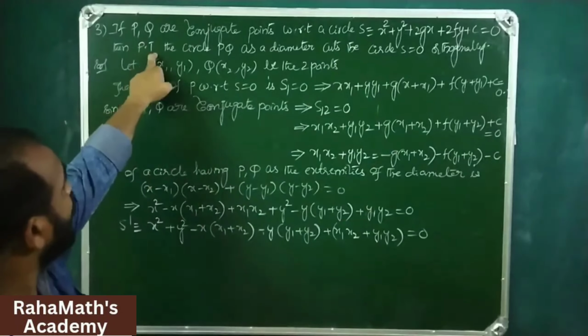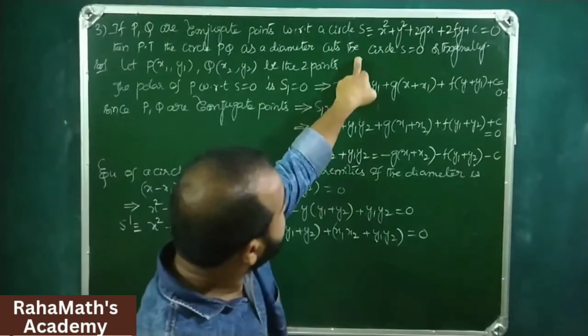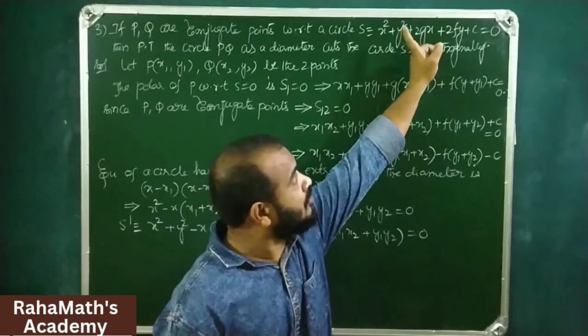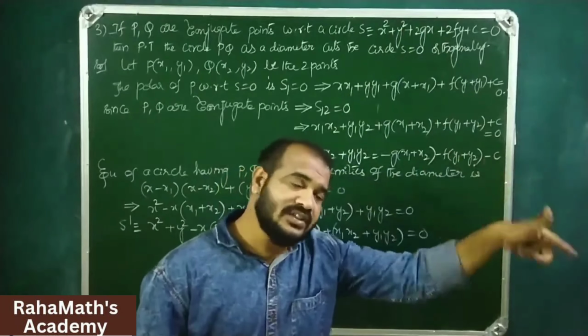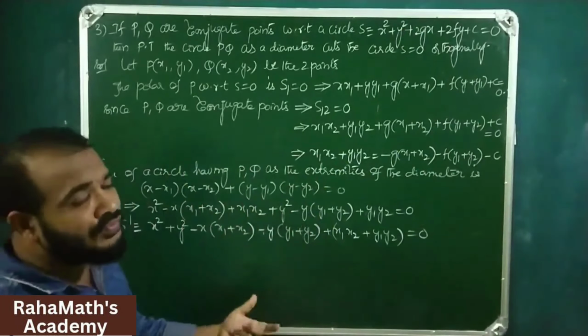So what do we need to prove? Prove that the circle with PQ as diameter, that means S dash, cuts the circle S equals 0 orthogonally. Whenever S equals 0 and S dash equals 0 cut orthogonally, the condition is 2gg dash plus 2ff dash equals c plus c dash. g, f, c are to be taken from this, and g dash, f dash, c dash are to be taken from this. We need to prove 2gg dash plus 2ff dash equals c plus c dash.